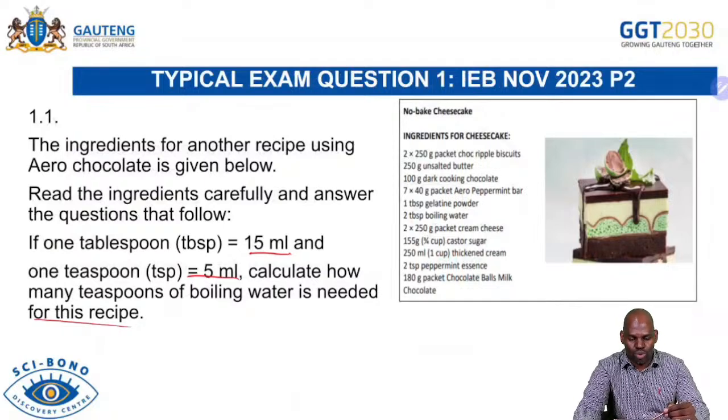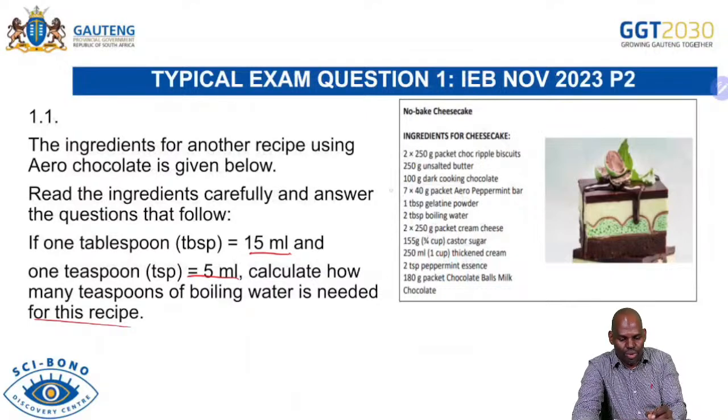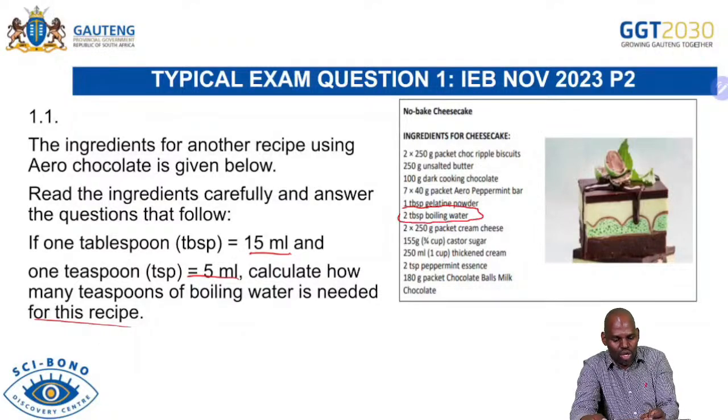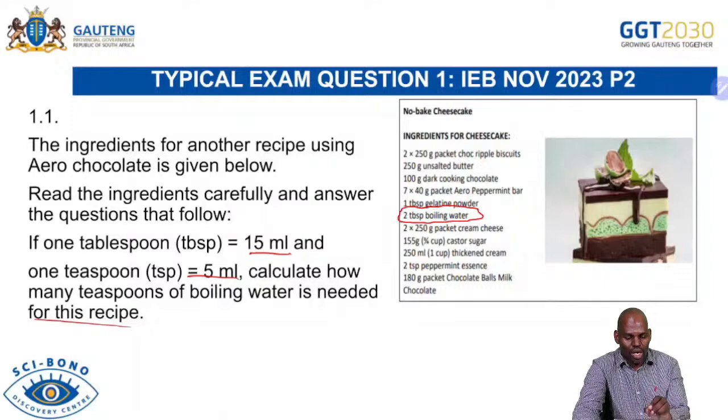Okay, now we have to read our recipe. We are looking for the boiling water. If you read through, you'll see that for boiling water, there it is. They say 2 tablespoons. That is TBSP. And then remember, teaspoon is TSP. In this case, tablespoon is TBSP. So 2 tablespoons boiling water. The amount of water that is needed in this case is 2 tablespoons.